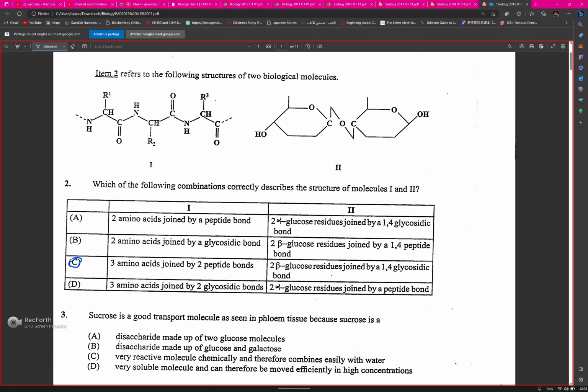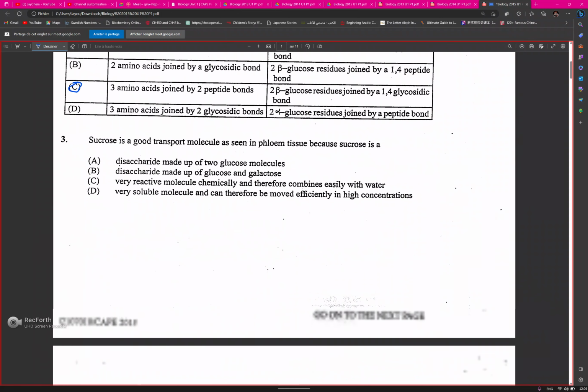Right, so 1 is a protein, 2 is probably a dimer of cellulose. Right, looks like it. 3. Sucrose is a good transport molecule as seen in phloem tissue because sucrose is a... Is it because it's a disaccharide? Is it because it's very reactive, or because it's very soluble? C?